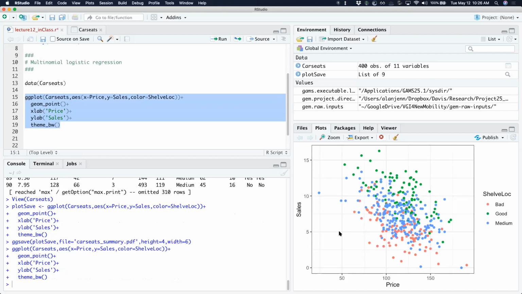Okay, so it looks something like this. You've got bad locations, medium locations, and then good locations in green. And we can kind of see it goes from red, blue, green like this. So that seems somewhat correlated to sales. So we're going to see how well this model does in being able to separate these based off of the price and sales.